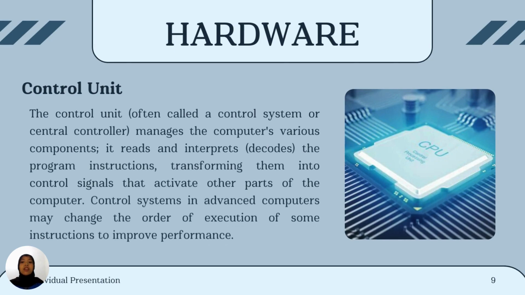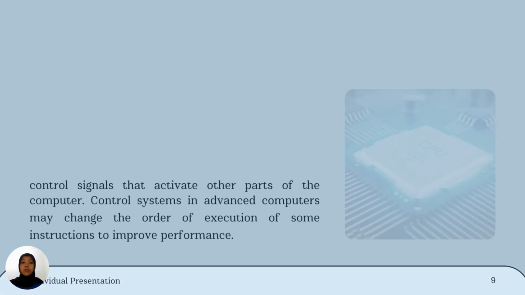Control unit. The control unit, often called a control system or central control, manages the computer's various components. It reads and interprets, or decodes, the program instructions, transforming them into control signals that activate other parts of the computer. Control systems in advanced computers may change the order of executing some instructions to improve performance.